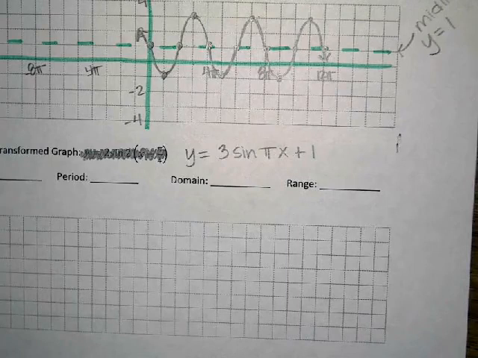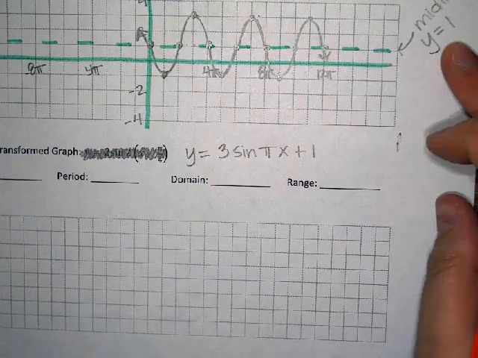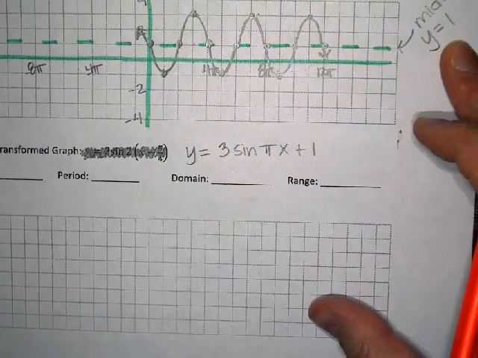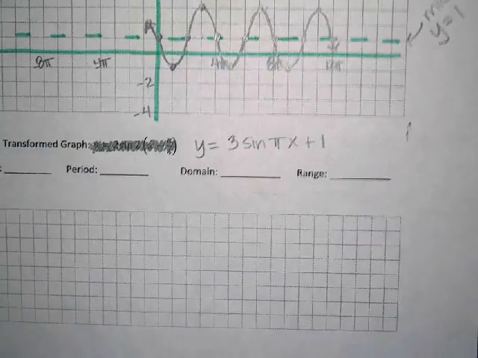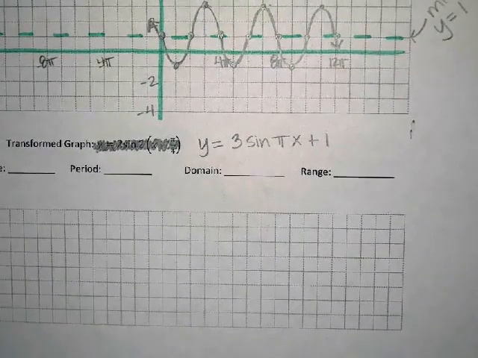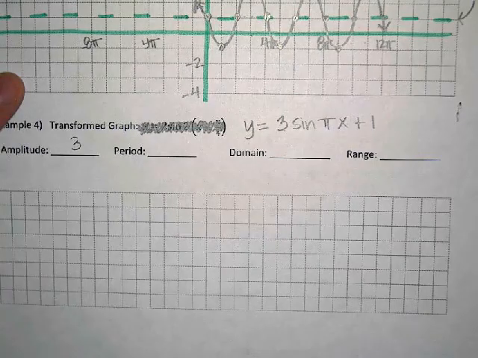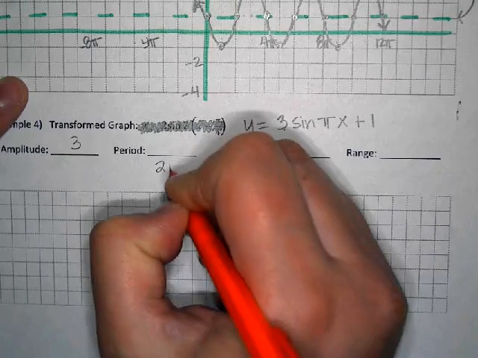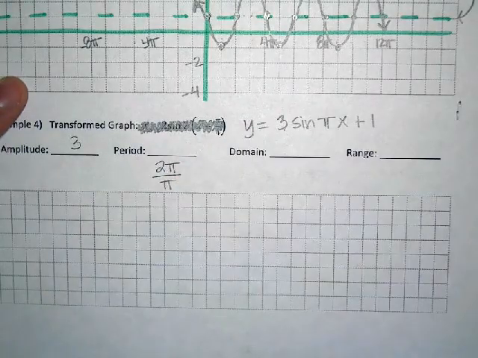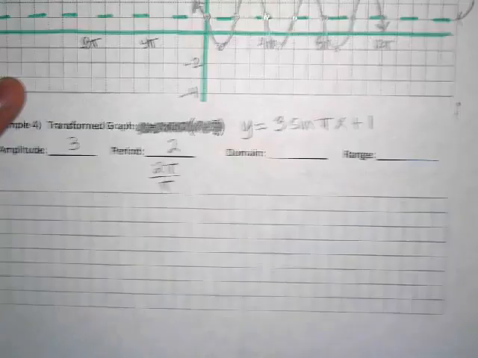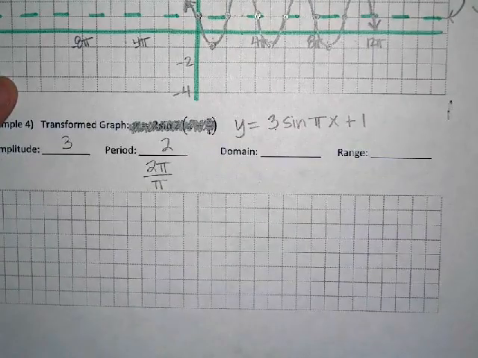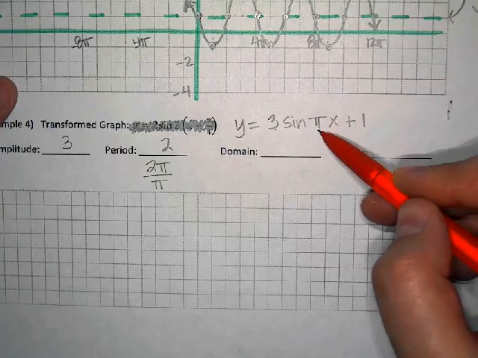Okay, so based on the equation, what is the amplitude for this graph? 3. We got a 3 in the front of the equation, so the amplitude for this graph is 3. Okay, what is the period for this graph? 2 pi over pi. 2 pi divided by pi, which is 2. So it is possible for the period of the graph to lose the pi if your b value has a pi in it. That's possible, it can happen, and it's not all that uncommon either. It happens pretty often. Okay, so the amplitude of the graph is 3, the period is 2.